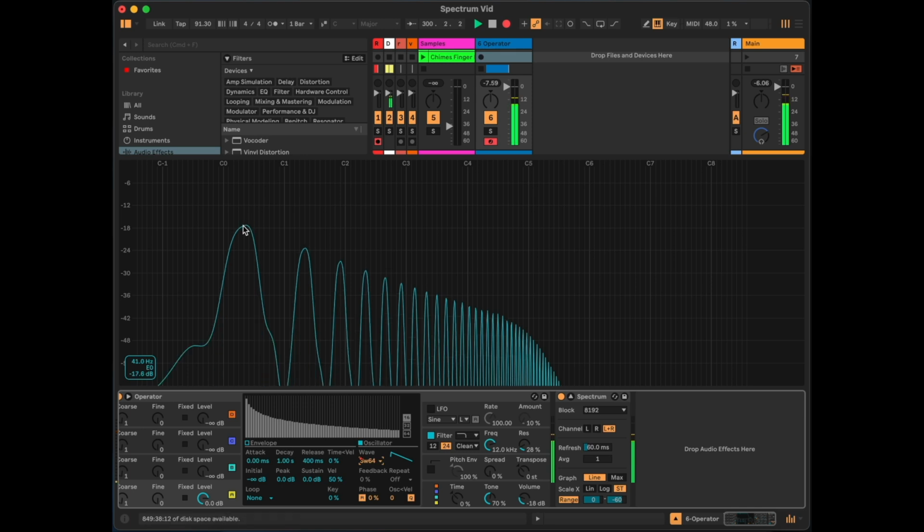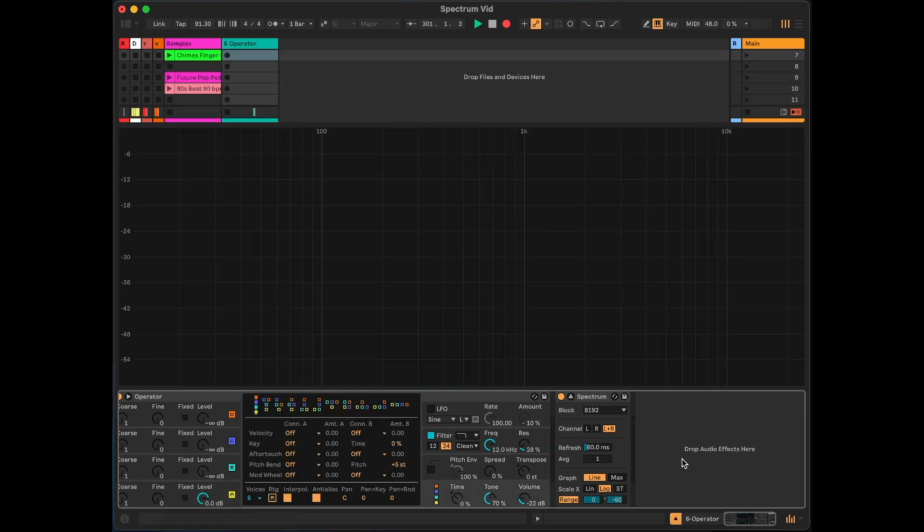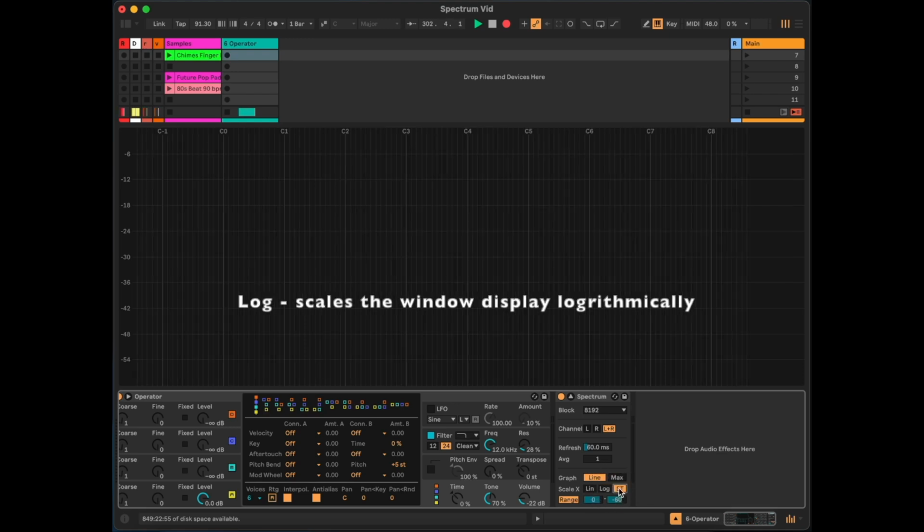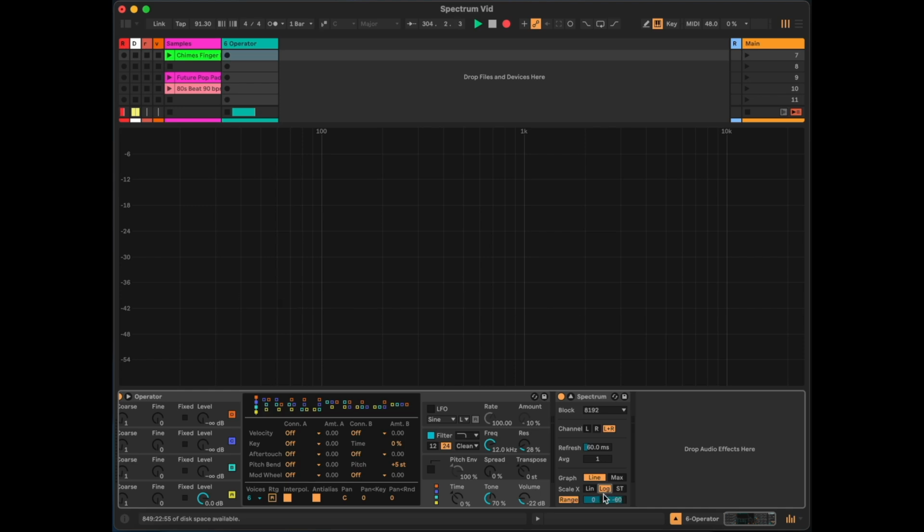So far we have been viewing the frequency display of Spectrum logarithmically. The window display is scaled this way with log selected. What does this mean? Humans hear pitch exponentially. What does this mean? I will switch Spectrum's display to semitones.